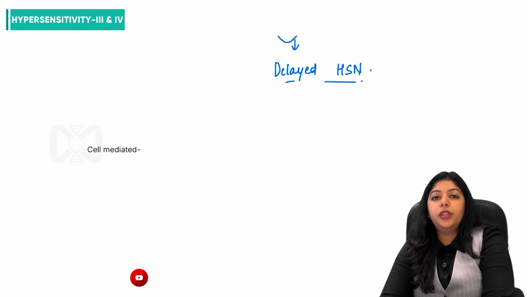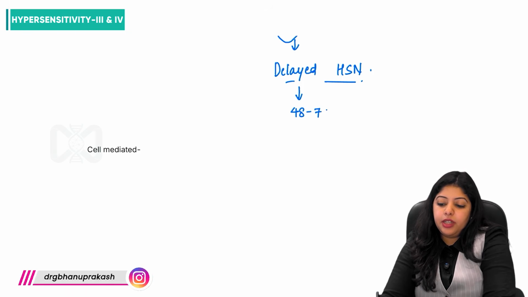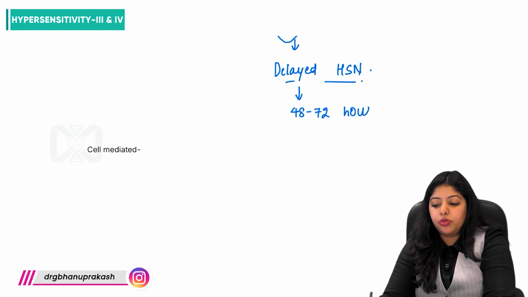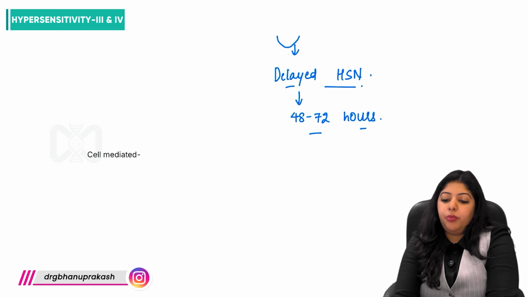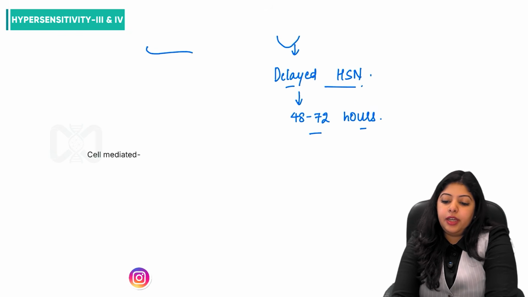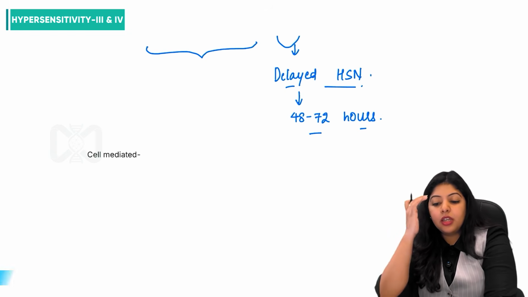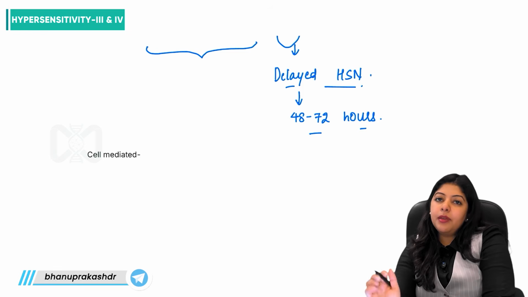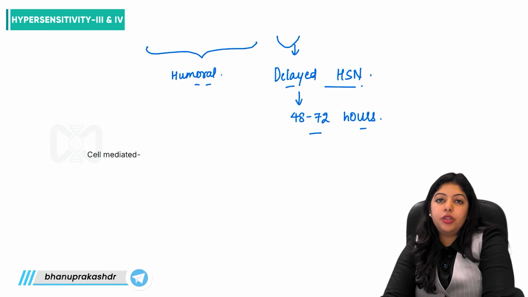And why do we call it delayed? Because there is a delay of around 48 to 72 hours for the symptoms to occur, right? And one important point that we have discussed, that A, B, C type of hypersensitivities or 1, 2, 3 hypersensitivities are humoral, type of hypersensitivity is humoral, right?